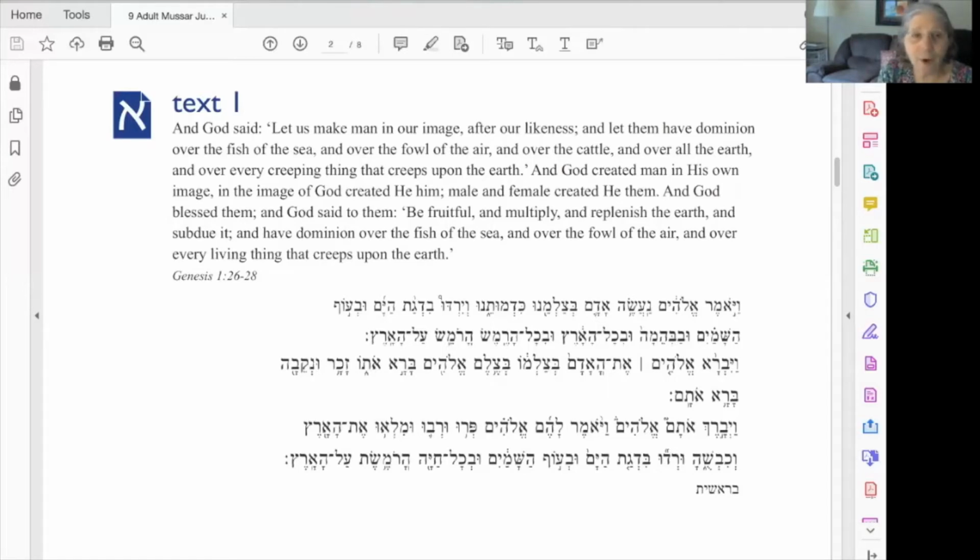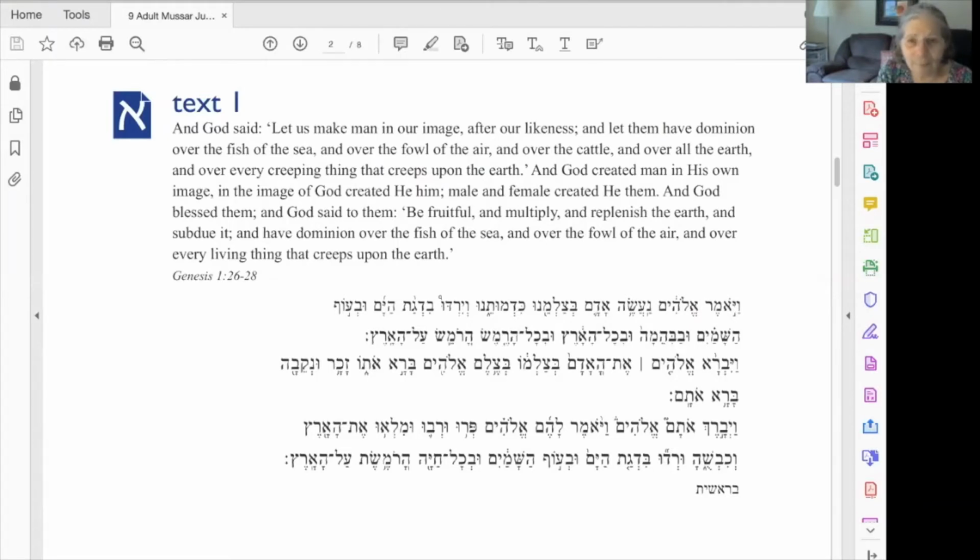man have dominion over the fish of the sea and over the fowl of the air and over the cattle and over all the earth and over every creeping thing that creeps upon the earth. And God created man in his own image, and in the image of God he created him. Male and female he created them. And God blessed them, and God said to them, "Be fruitful and multiply, and replenish the earth and subdue it, and have dominion over the fish of the sea and over the fowl of the air and over every living thing that creeps upon the earth."